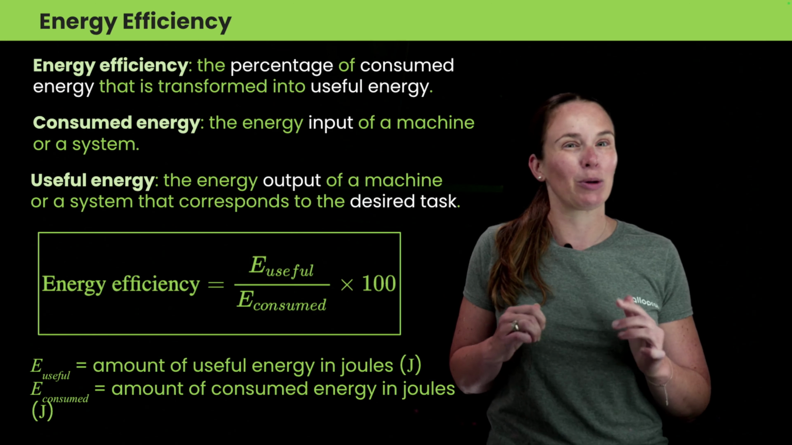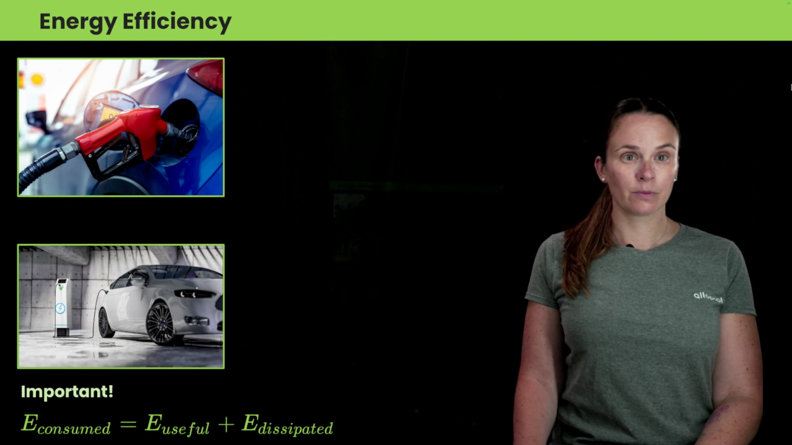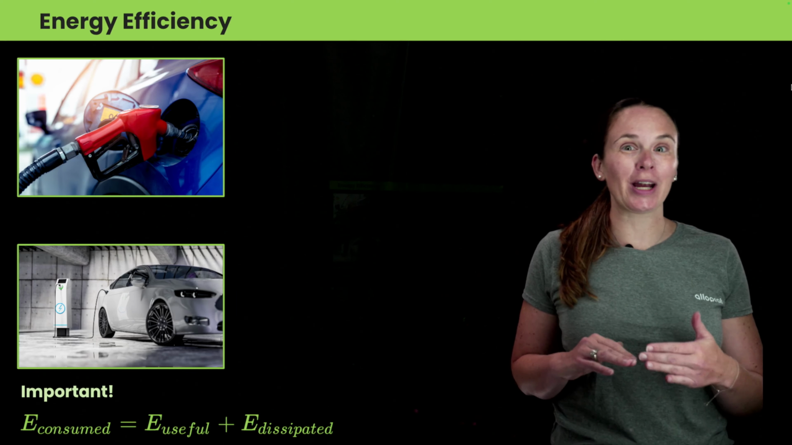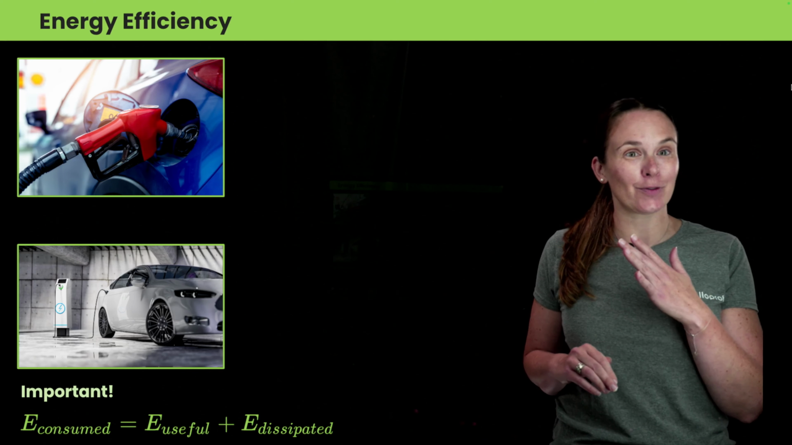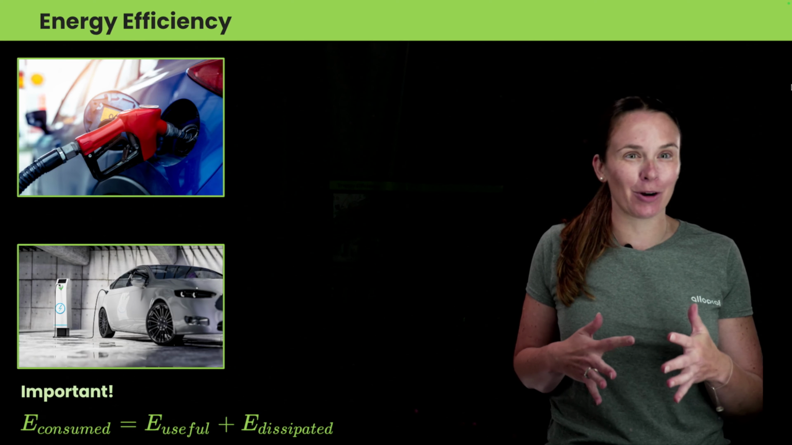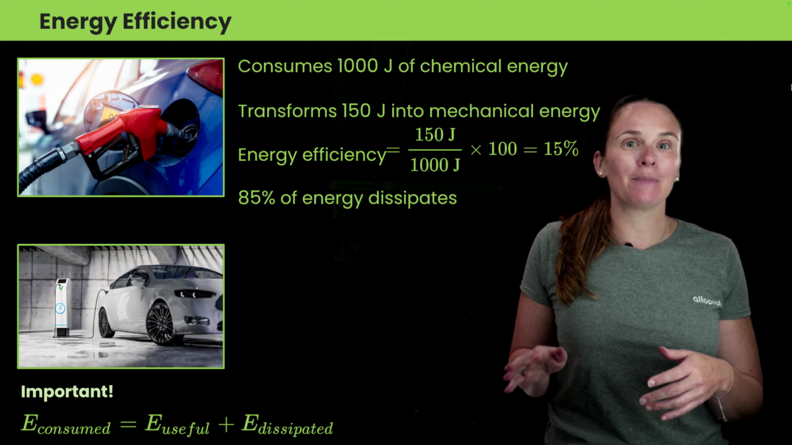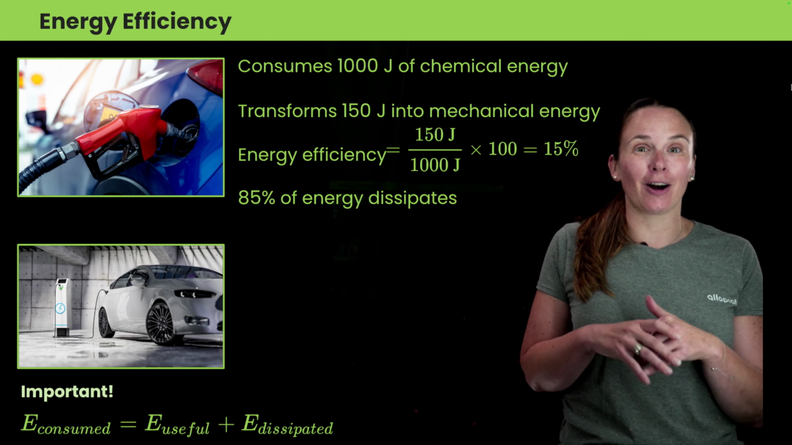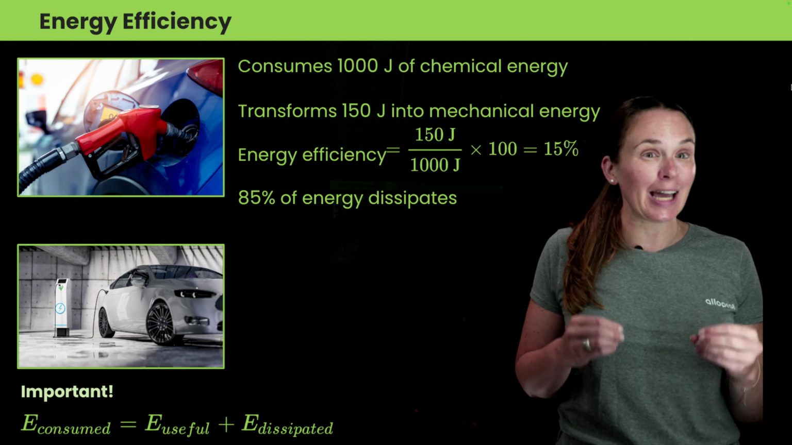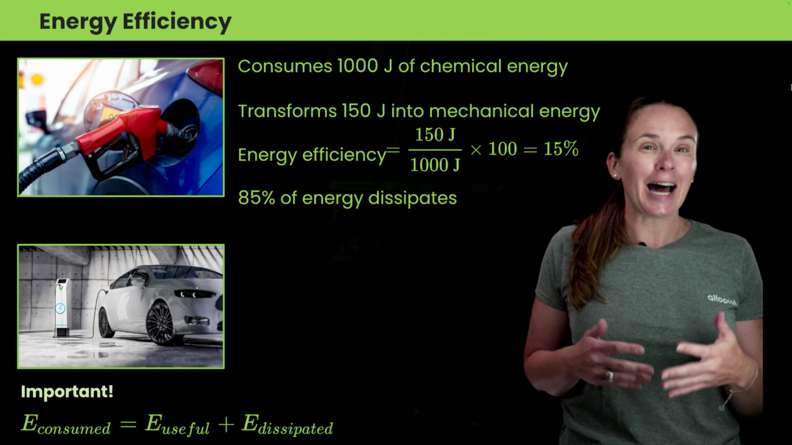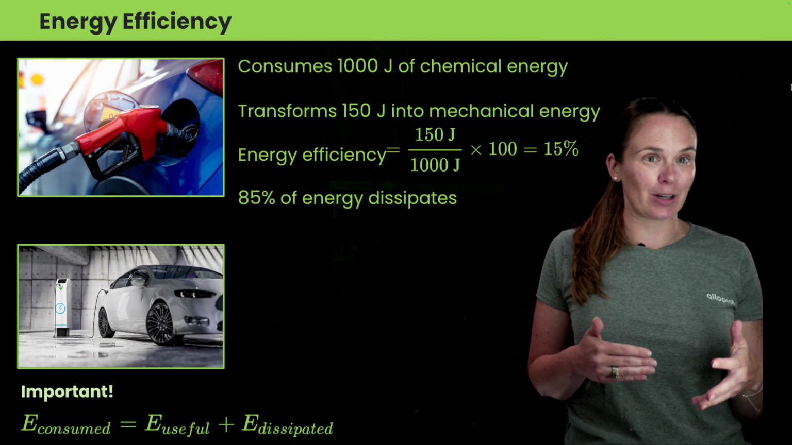So let's have a look at what this looks like in real life. When we talk about energy efficiency, often we like to talk about cars. Right here, I have a gas-fueled car and an electrical-fueled car. Let's talk about how that works for energy efficiency. For example, if you had a question with a gas-powered car that consumes 1,000 joules of chemical energy, because remember, gas is a fossil fuel, it's chemical, and it transforms 150 joules into mechanical energy.